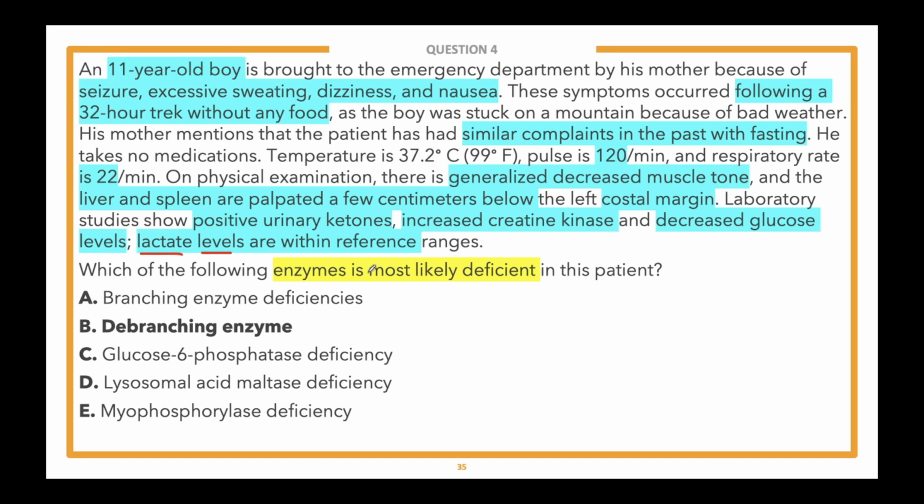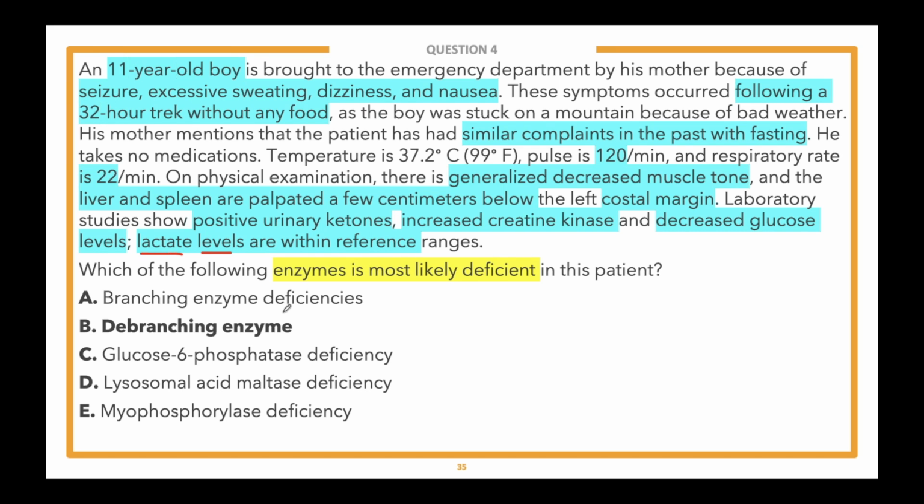Really quickly, we'll talk about the other answer choices and what those were getting at. So myophosphorylase, that's the question we just had on McArdle syndrome. So muscle pain with exercise, myoglobinuria, obviously not what we have here. Answer choice D is lysosomal acid maltase deficiency, which can lead to Pompe's disease. So classically, you would have a cardiomyopathy, hypotonia, unable to exercise. Not really hearing anything about that in this vignette.